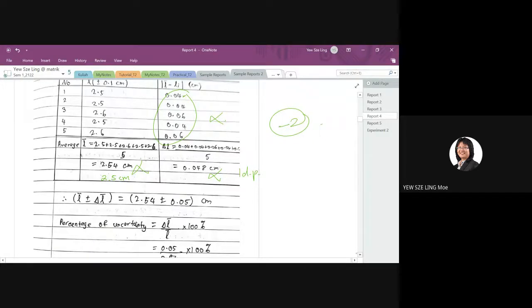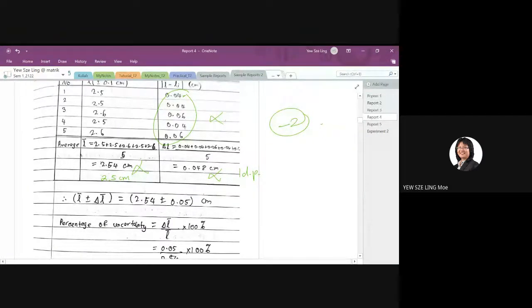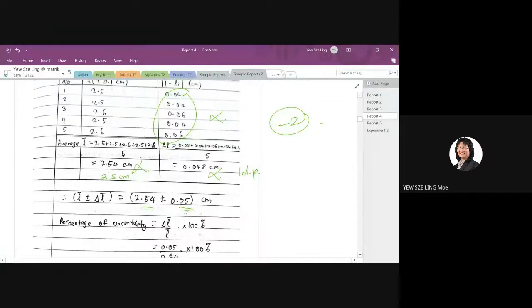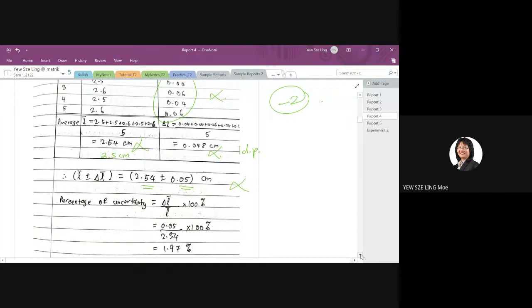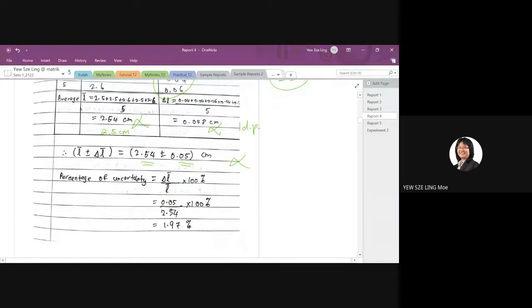Then again here, because you got the wrong average value already, you got the wrong delta L already, so you got it wrong. Okay, so usually the result will be given a range in your final exam. If your result is within the range, then you will get marks. If it is outside the range, then you won't get the marks. The percentage you calculated with the correct formula, so this is acceptable.